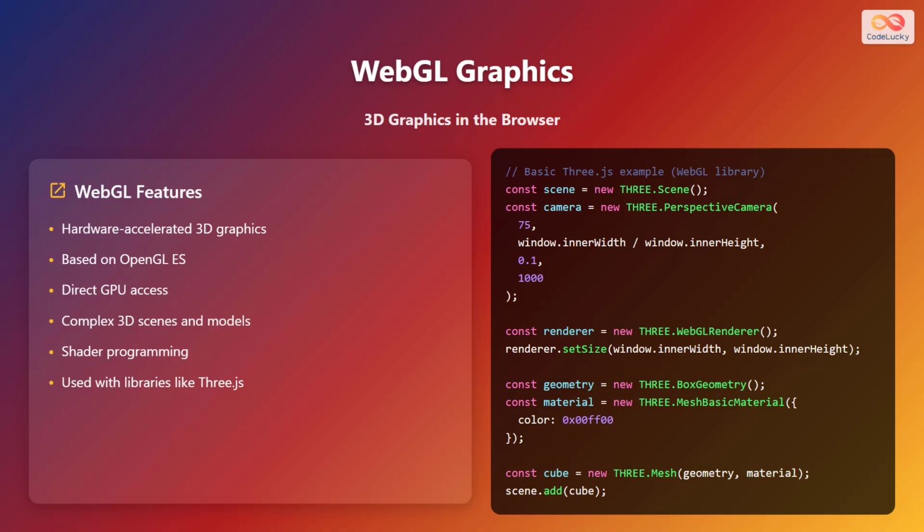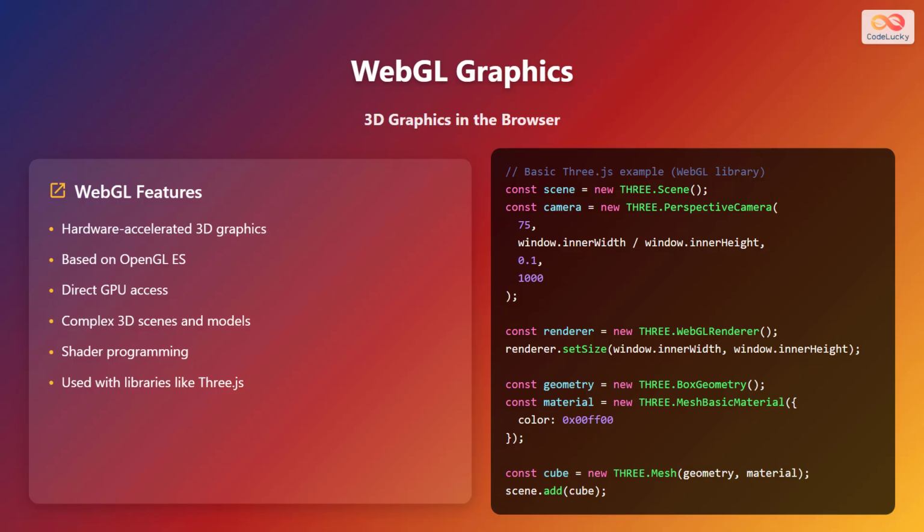Let's explore WebGL Graphics, which brings 3D graphics to the browser. WebGL uses hardware-accelerated 3D graphics based on OpenGL ES, providing direct access to the GPU. This enables complex 3D scenes and models with shader programming. It is used with libraries like Three.js.